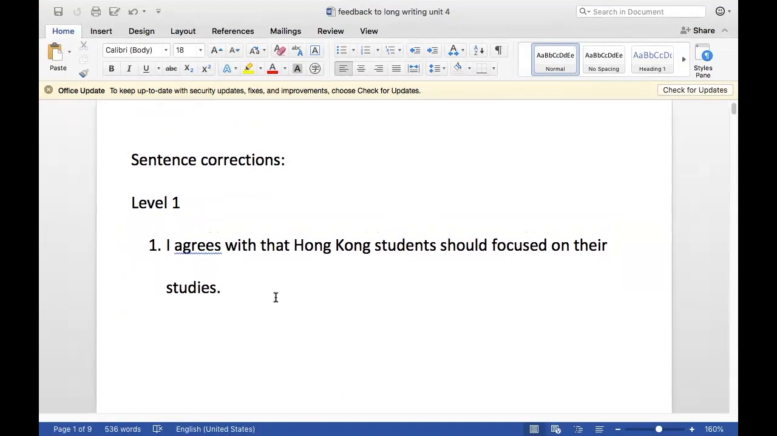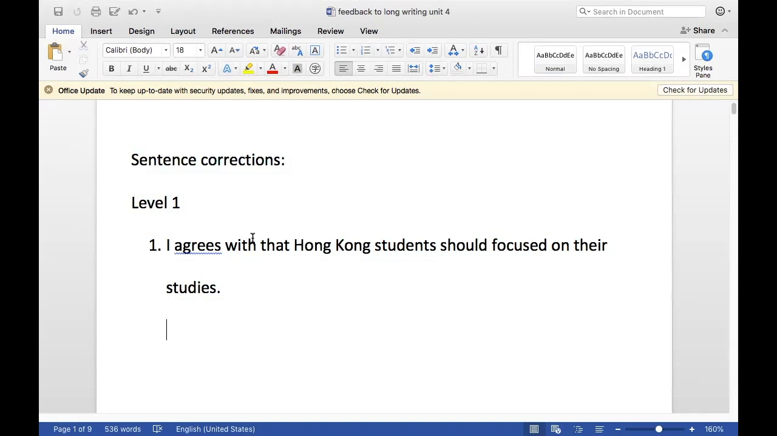So the following sentences are made by some of you. I have chosen some common mistakes to correct with you, and hopefully after this lesson you will avoid these mistakes, and will have a better chance to get a pass in your exam, in your public exams, for example the DSE. Okay, so level 1 mistakes.